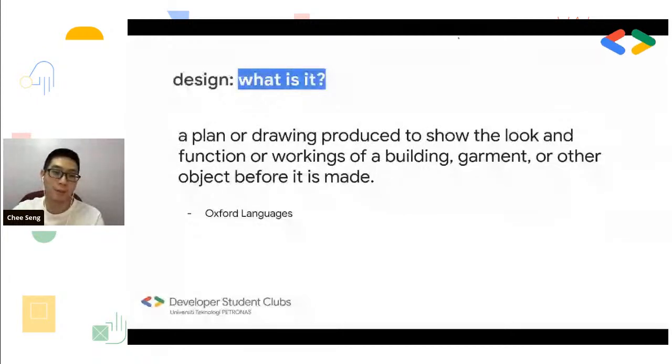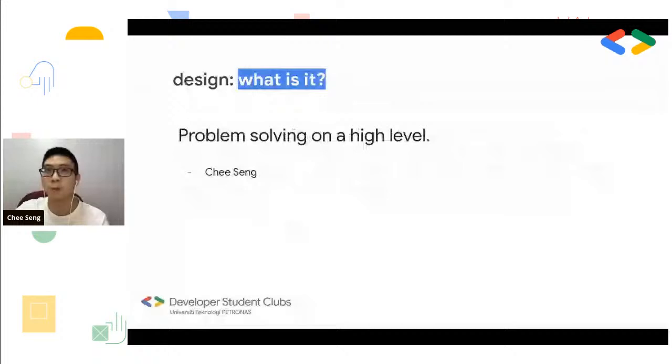So in terms of Google, it gives me a result, which is a plan or drawing produced to show the look and function or workings of a building, garment, or other object before it is made. So it is like physical product design, or a lot of architecture stuff. You can see a plan and drawing. That is what Google or Oxford Languages gave me. From my point of view, design is problem solving on a high level. It might not be true to you, but to me, it's problem solving on a high level.